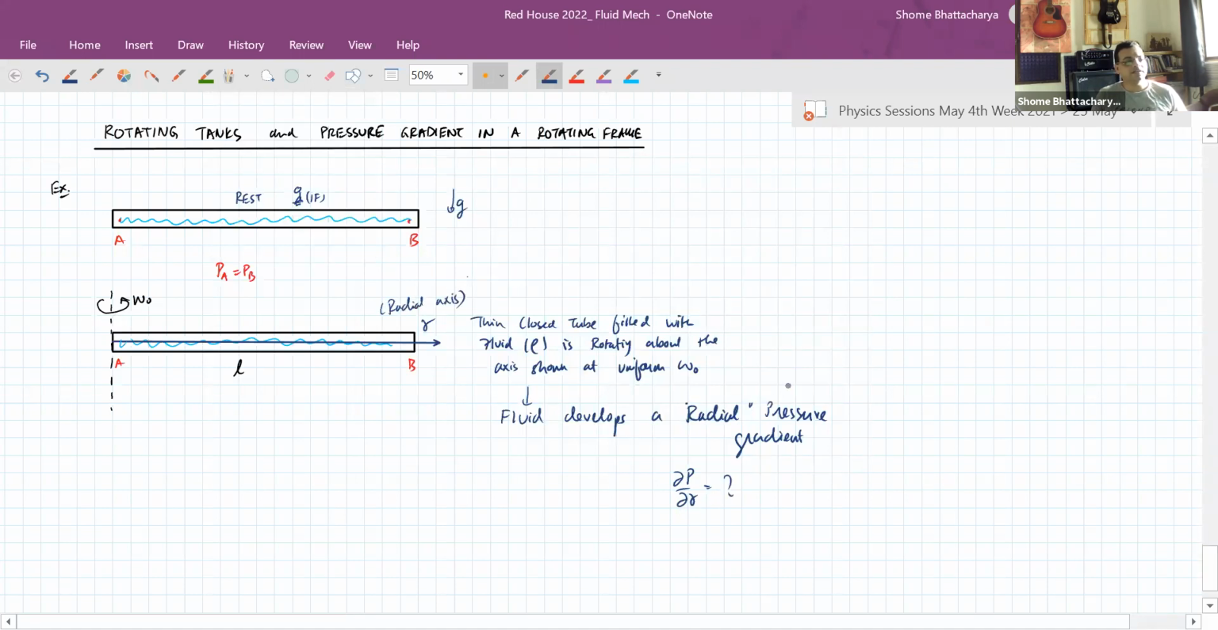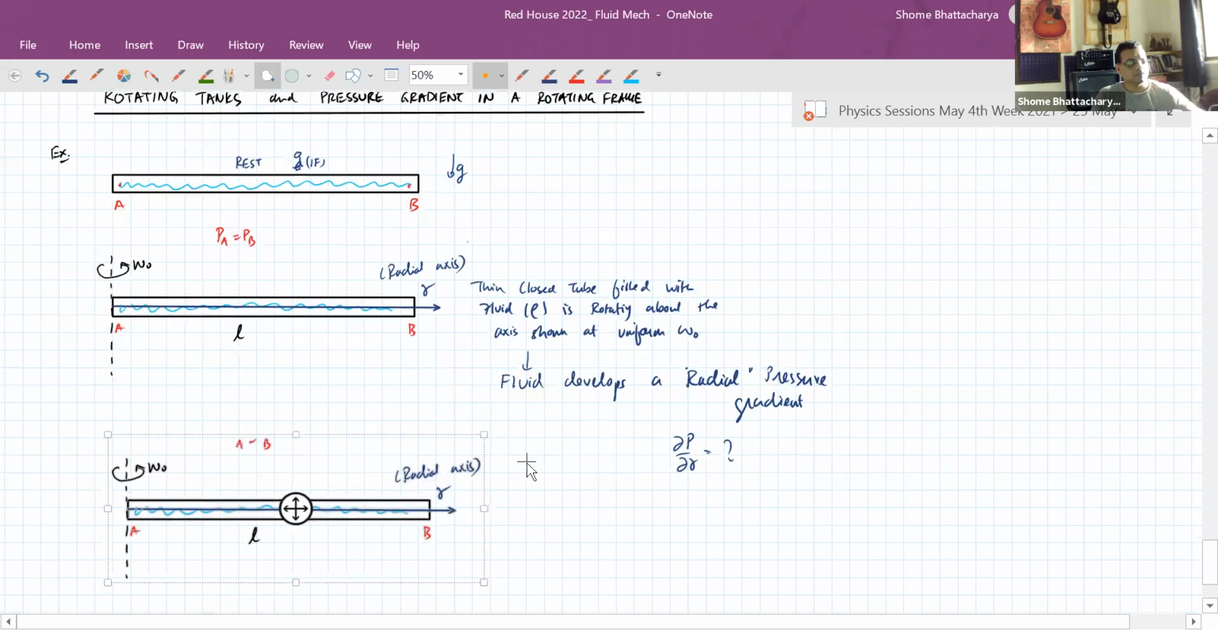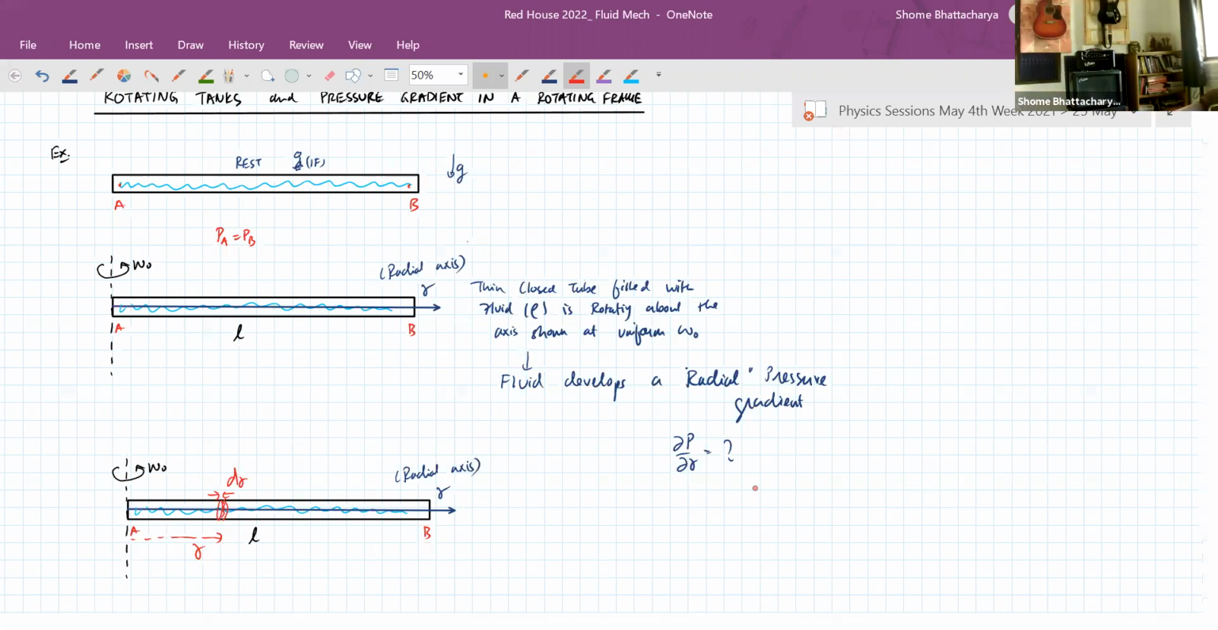So to find out this radial pressure gradient, what we will do is consider a volume element of fluid of thickness dr at a radial distance r, and we'll make the free body diagram of that volume element in the rotating frame. So we'll understand that the pressure from the left hand side is more than the pressure from the right hand side. So just a moment, I'll tell you.